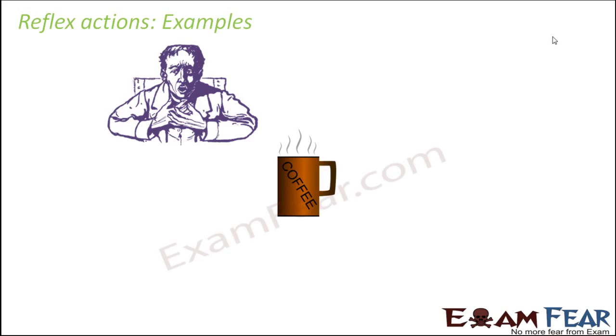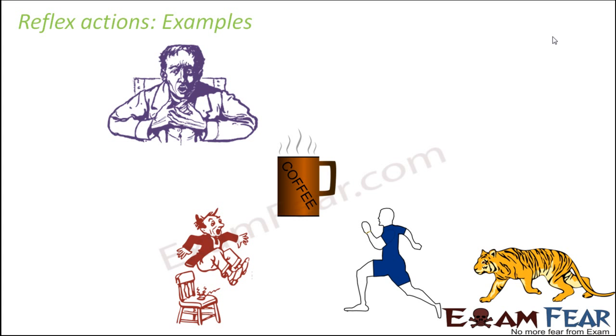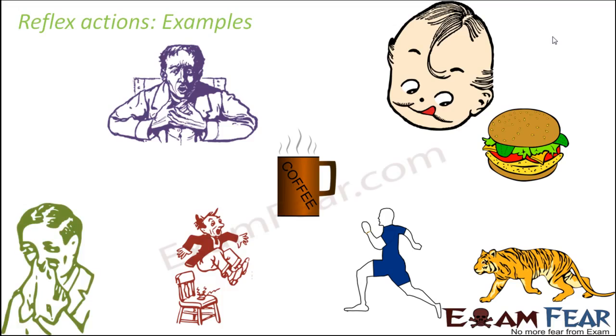When you touch a hot cup of coffee, you immediately remove your hand. That is another example of reflex action. Or when you get an electric shock, when you see a tiger and start running, when you see something very delicious and then your mouth starts to water. So these are some of the instant actions. Or when something enters inside your nose, some dirt particles or something like that, and you immediately start sneezing.